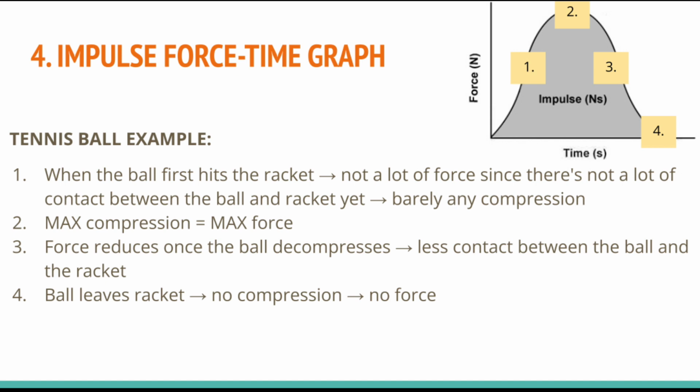And at number 2, this is where max compression occurs, so this means there's max force. And number 3, the force reduces once the ball decompresses, so once the ball starts to leave the racket, this means that there's less contact between the ball and the racket. And then number 4 is when the ball just leaves the racket completely, so there's no compression, there's no force.